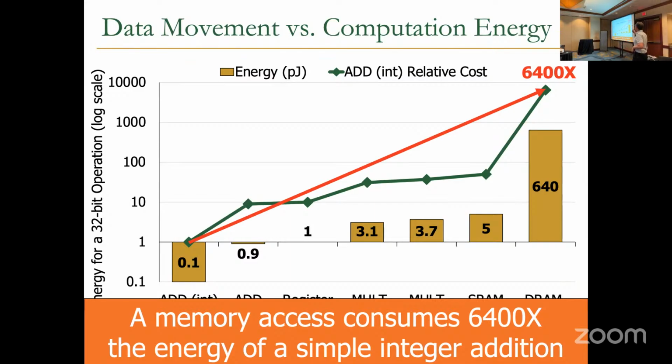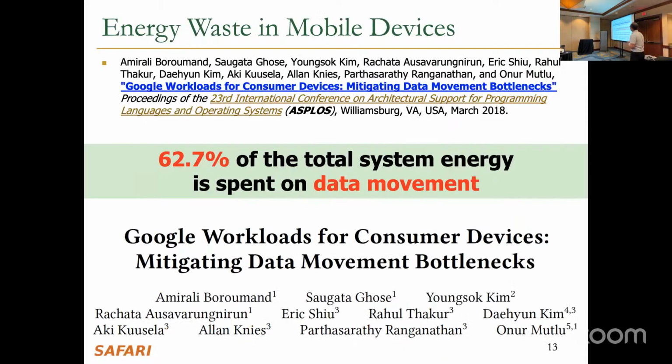So the disparity between energy spent on computing, doing some arithmetic operation, versus memory access is very large. And we're not even talking about storage here. If you go to an SSD, you can multiply that number by about 10x or so. So we did a lot of studies to quantify the cost of this data movement on real workloads.